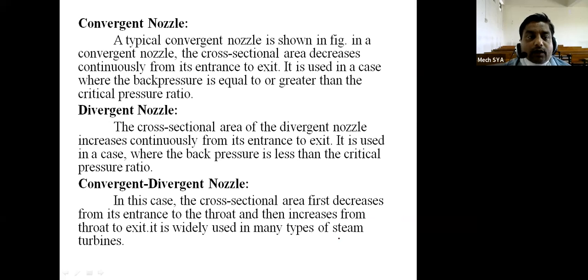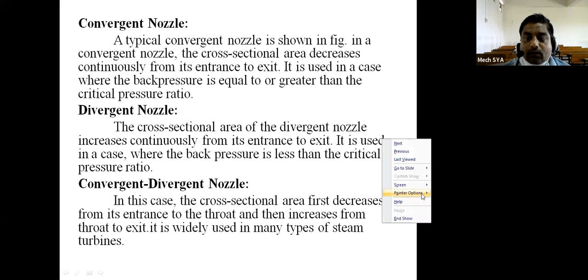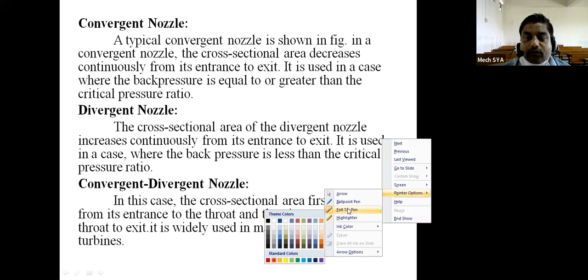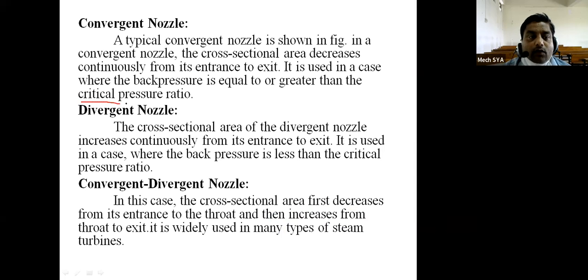Now we are going for the critical pressure ratio. What is it? The pressure ratio which gives maximum mass flow rate. It is the pressure ratio of outlet pressure divided by inlet pressure. Let us consider the throat pressure, where the velocity is minimum and the pressure is maximum. So here it will be P2 upon P1, throat pressure to inlet pressure. It is called the critical pressure.